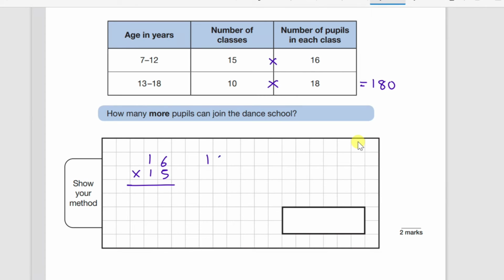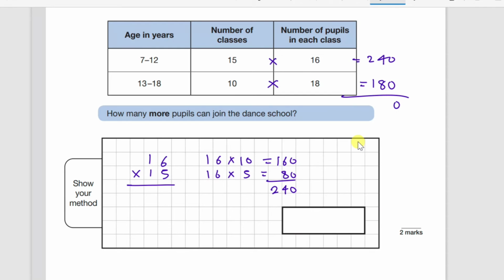So if you do 16 times 10, you get 160. And then you do 16 times 5, or 5 is half of 10. So you half that, it would be 80. That means altogether, 160 plus 80 is 240 pupils. So there's 240 here. Now, let's add up the total number.